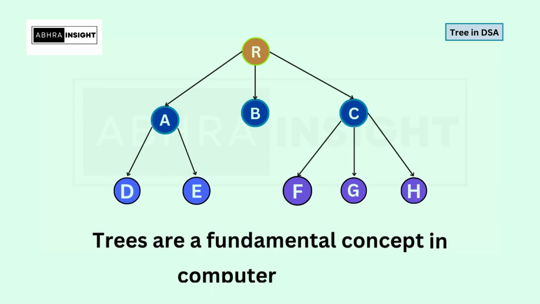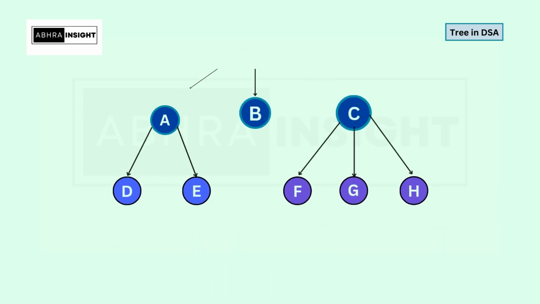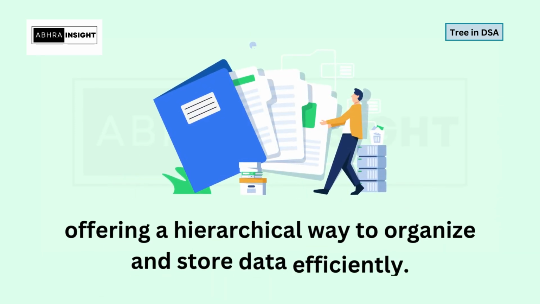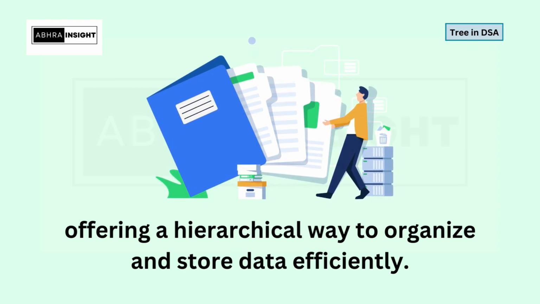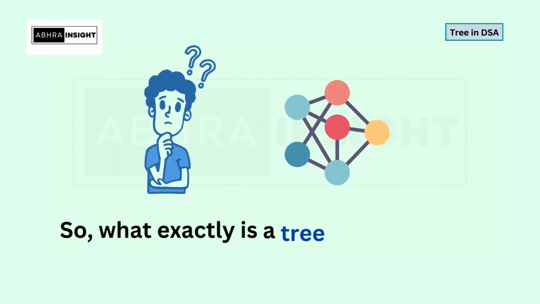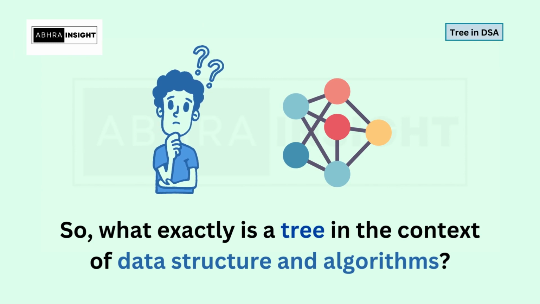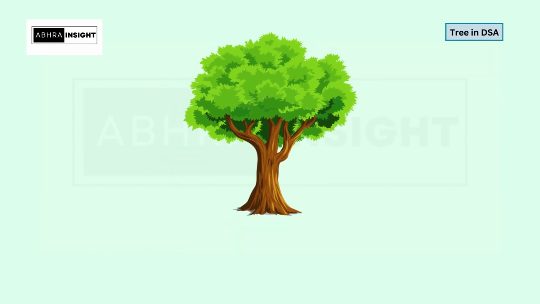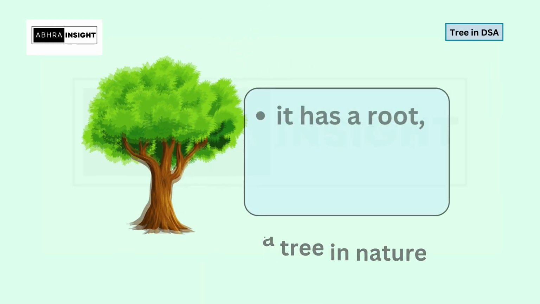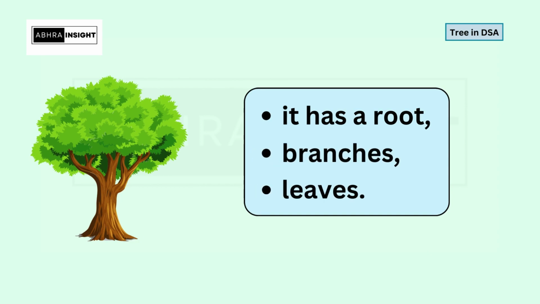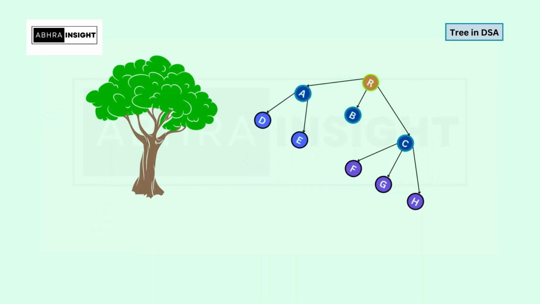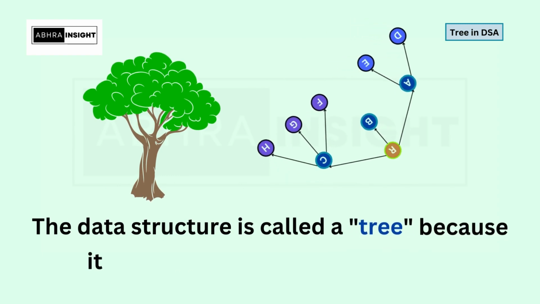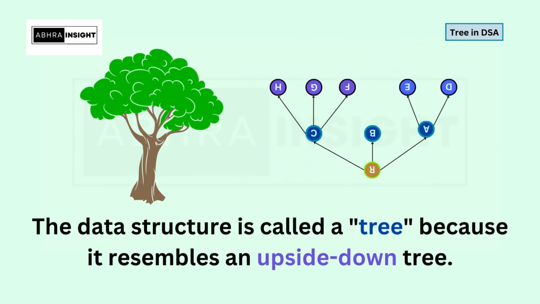Trees are a fundamental concept in computer science, offering a hierarchical way to organize and store data efficiently. So, what exactly is a tree in the context of data structure and algorithms? Well, imagine a tree in nature. It has a root, branches, and leaves. The data structure is called a tree because it resembles an upside-down tree.